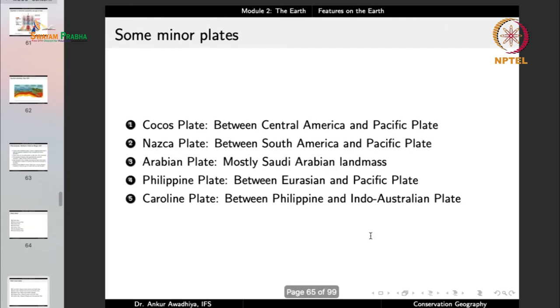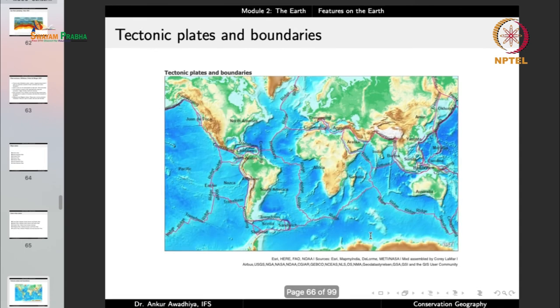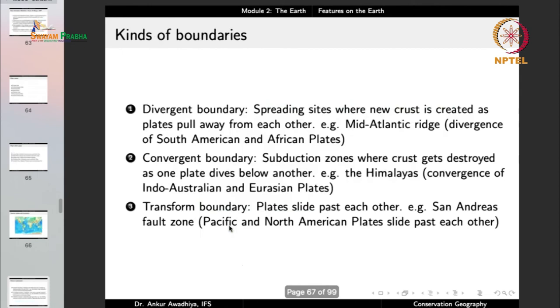And we saw that the plates are divided into several major plates and minor plates. The boundaries between these plates have a very close correlation with things like earthquakes and volcanoes. The boundaries are of three kinds. We have divergent boundaries, where we have the spreading sites. We have convergent boundaries, where we have subduction zones. And we have transform boundaries.